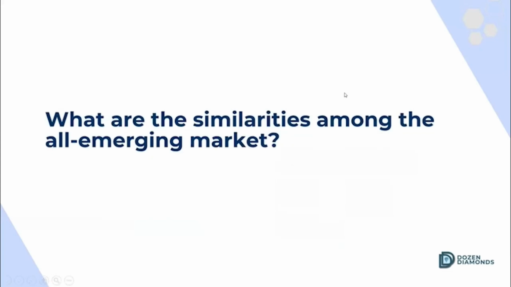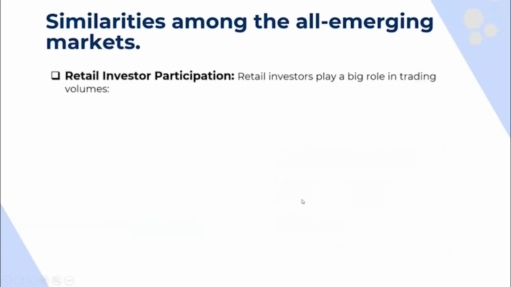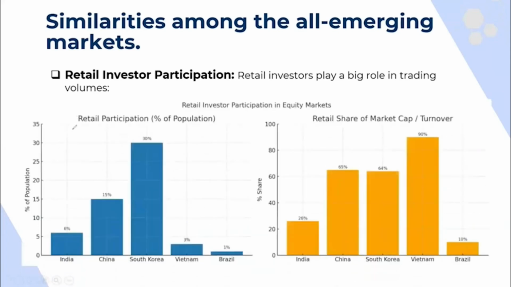Moving forward, I would like to put a first question: what are the similarities among all the emerging markets we have discussed today, that is India, South Korea, Brazil, Vietnam and China? The first point is retail investor participation. What does it mean? Retail investors play a big role in trading volumes. The first chart shows the participation of retail investors in the population.